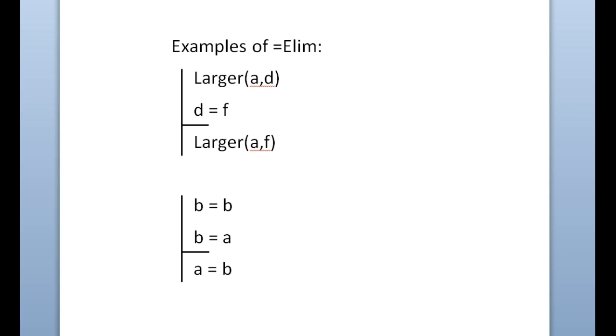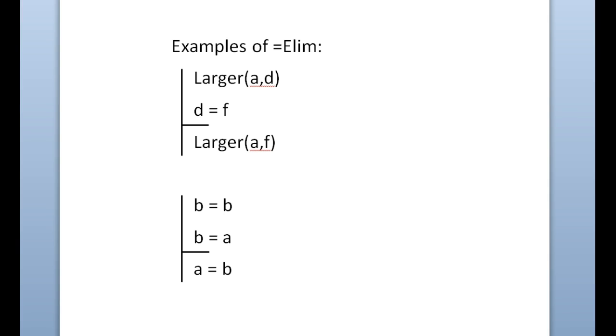And it makes perfect sense, because if A is larger than D, and D is the very same object as F, then A is obviously larger than F. So the rule works. Okay, let's go on to the next example. Here, our first sentence, which contains a name, is B is identical to B, or B equals B. Now, we're allowed to write that sentence anytime we want.